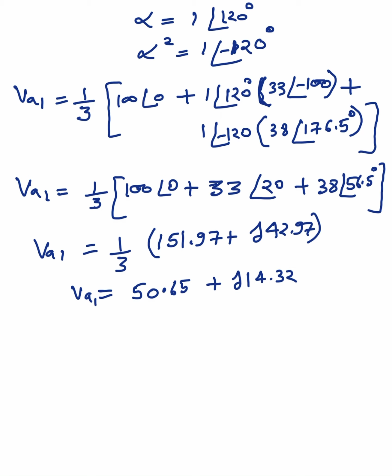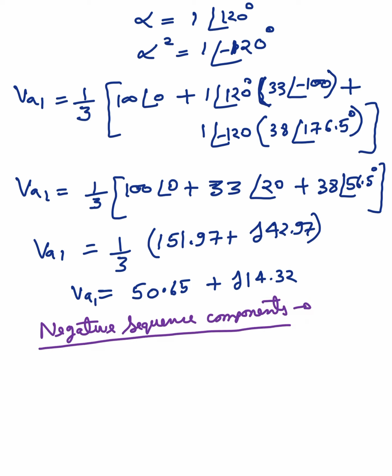Now we come to the negative sequence components. Here VA2 is equal to 1 upon 3 times VA plus alpha square VB plus alpha VC.